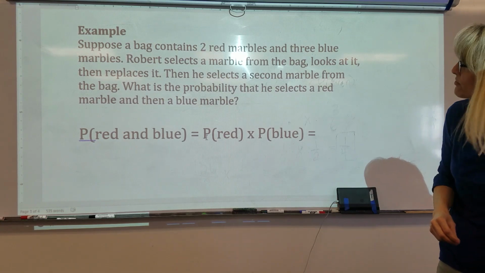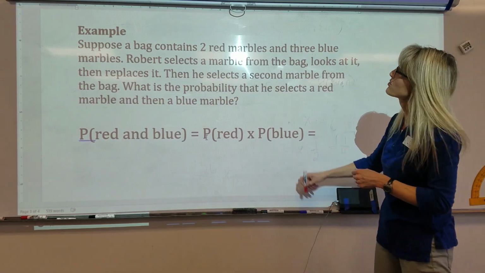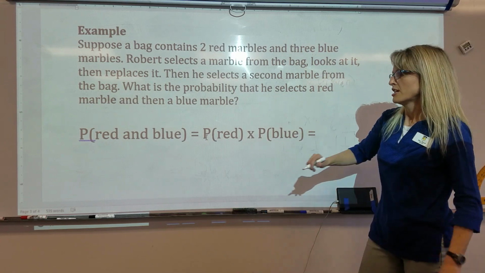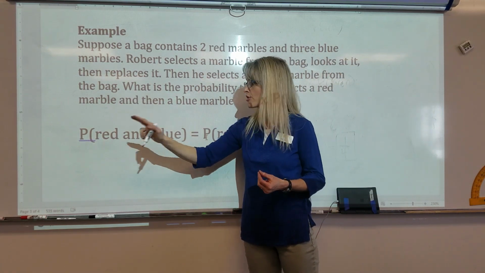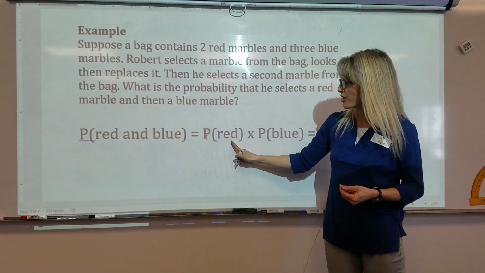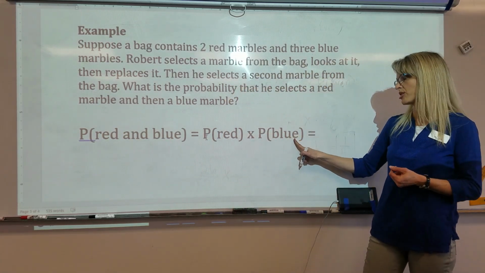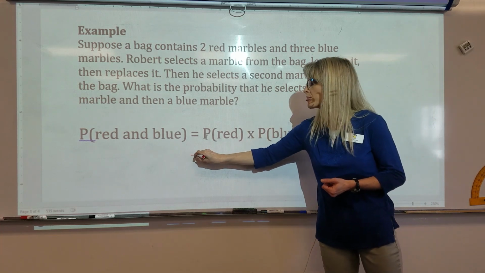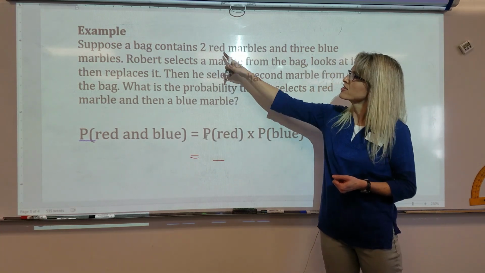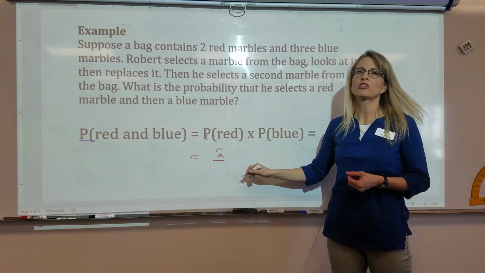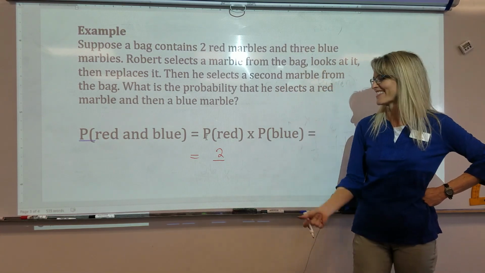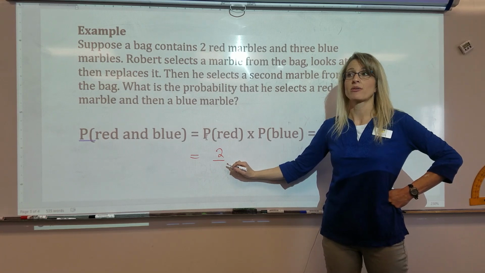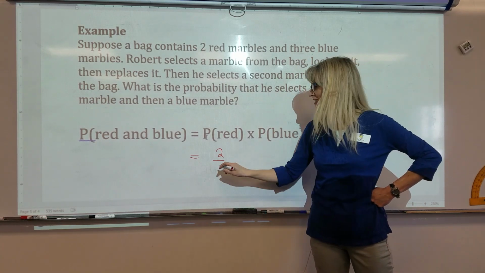So let's figure out, in this case, with 2 red marbles and 3 blue, the probability of drawing a red and a blue. There's 2 events here, so it would be the probability of the red times the probability of blue. What's my probability of getting red? Well, how many reds are there? 2. How many total marbles are there? 5. Good.